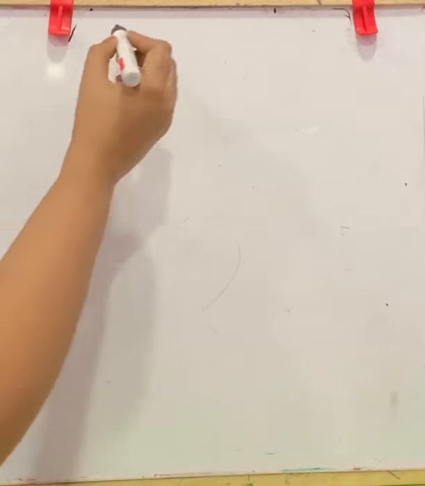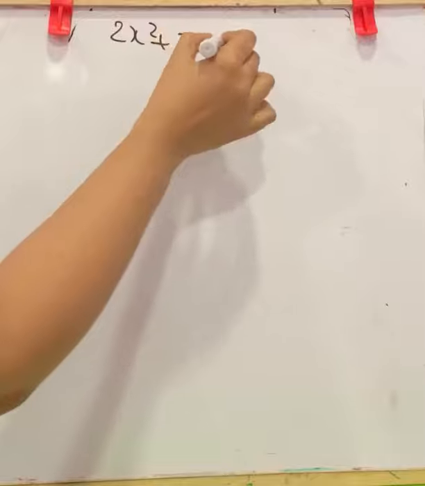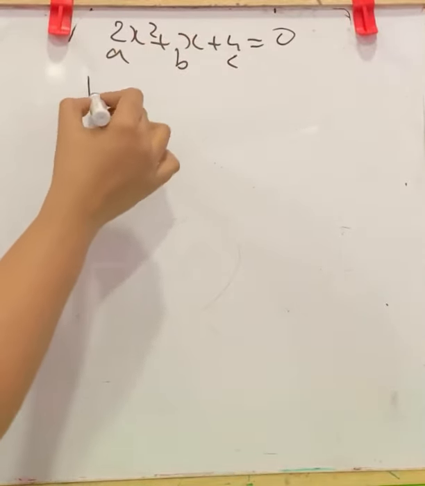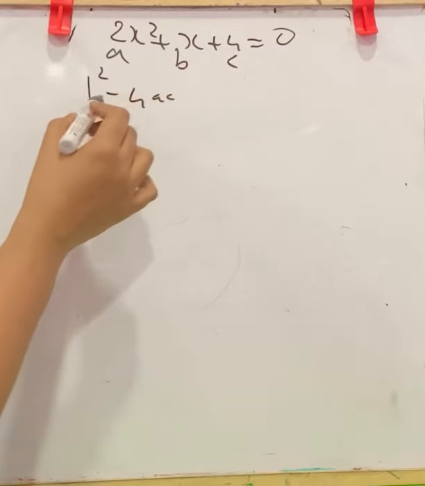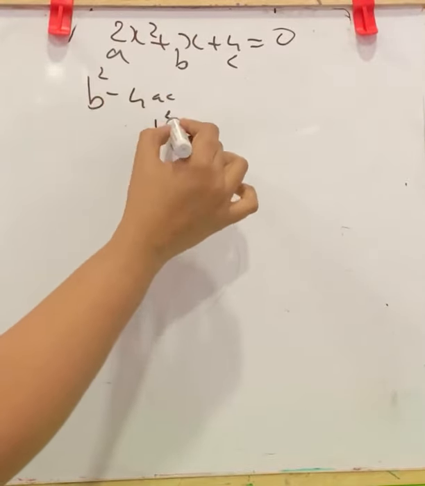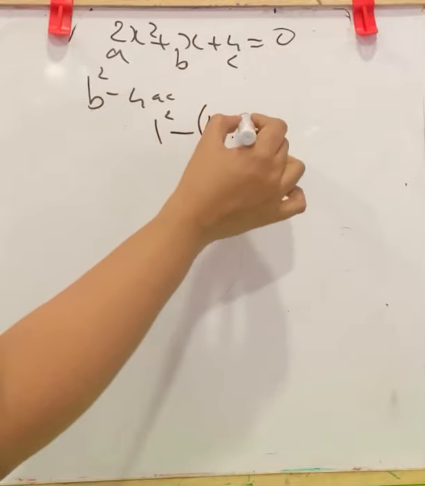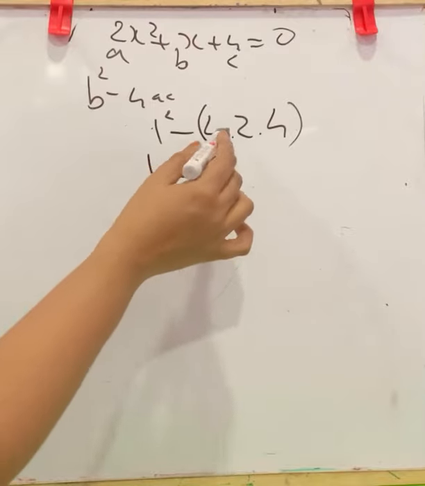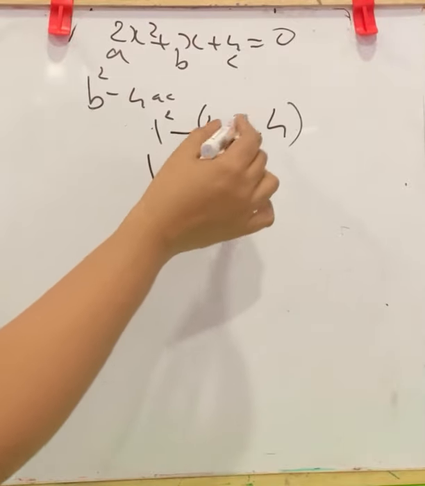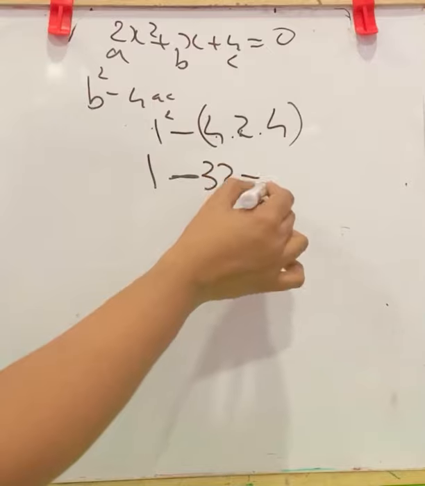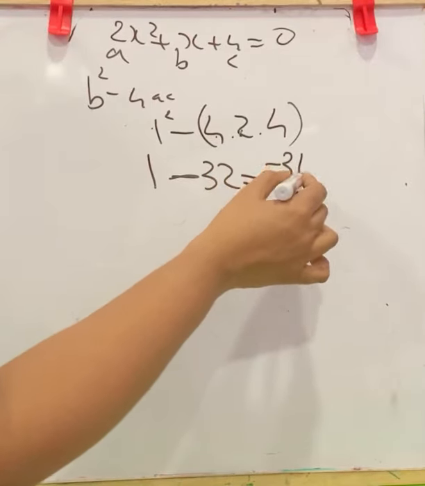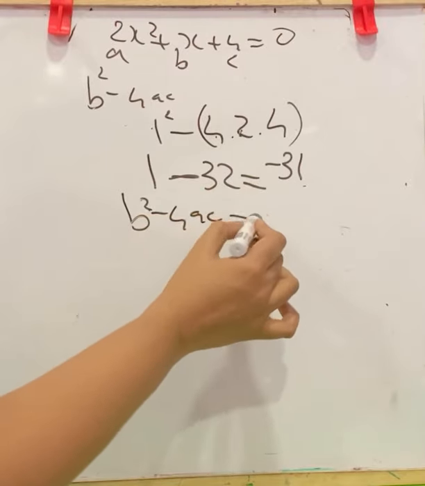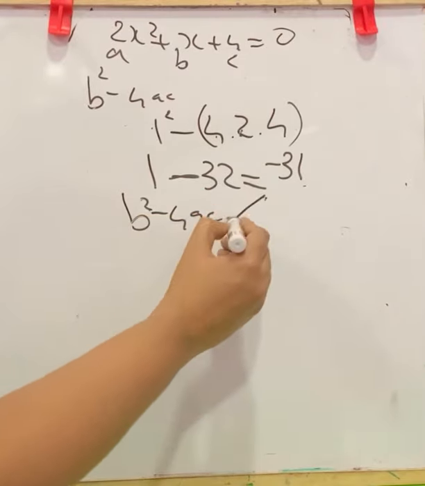Next one, 2x square plus x plus 4 equal to 0. Here a is 2, b is 1, c is 4. Now we will check b square minus 4ac. b square, that is 1 square, minus 4 into a is 2 into c is 4. 1 square is 1 minus 4 2s are 8, 8 4s are 32. 1 minus 32, result is minus 31. That is b square minus 4ac, you got minus 31, which is less than 0.